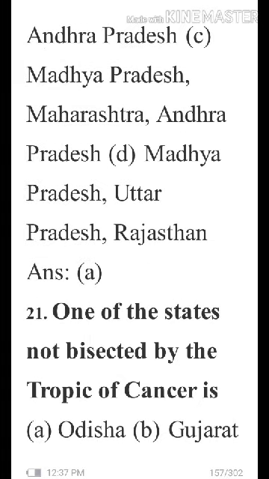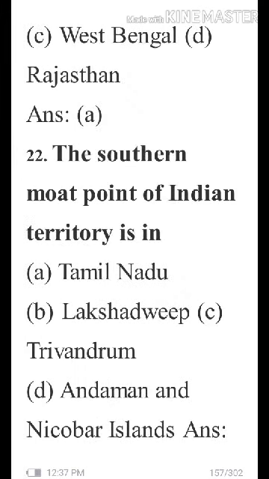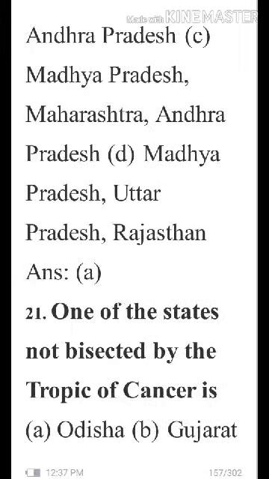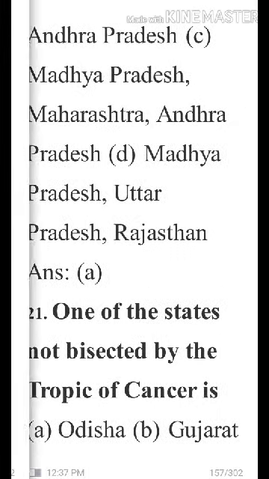Next question, 21st. One of the states not bisected by the Tropic of Cancer, the Karkataka Rekha, is Orissa. Gujarat, West Bengal and Rajasthan are bisected, but the line does not pass through Orissa.